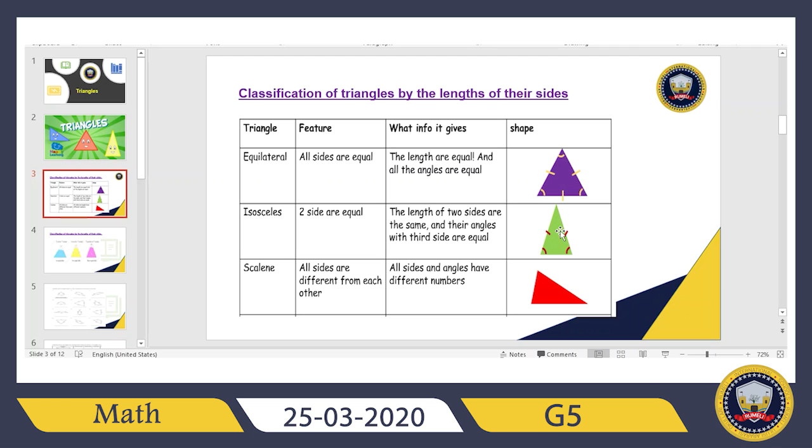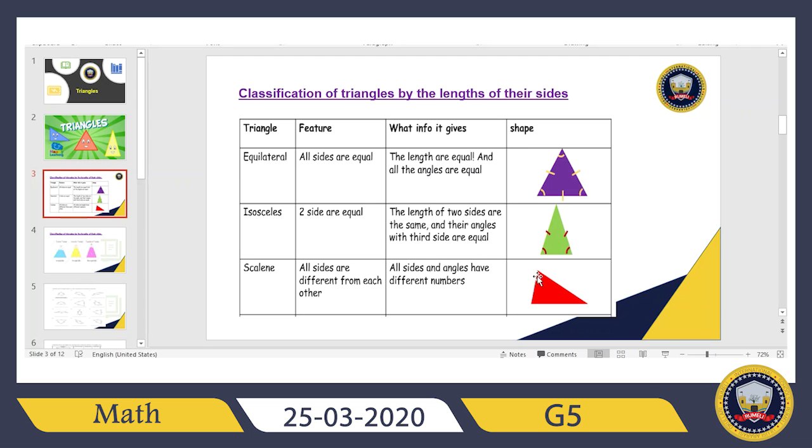If I have only two sides equal, if this side equals 5 centimeters and this side equals 5 centimeters, but the third side equals, for example, 7 centimeters or 10 centimeters. Yani, only two sides are equal, so I call this type of triangle an isosceles triangle. Isosceles triangle type.